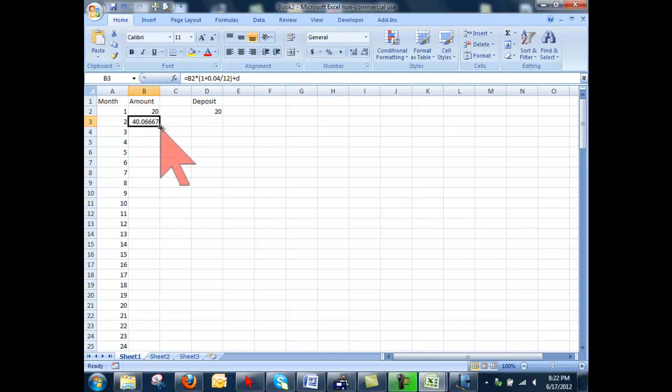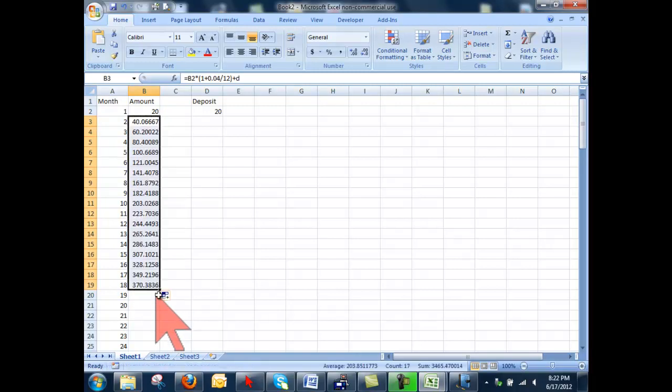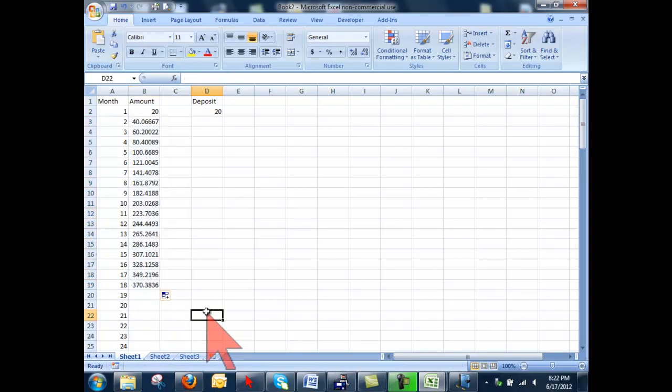Alright, for part 1 I want to know how much I have in the account after 18 months, so I'll drag this formula down to month 18. And so the amount there is $370.38. The answer to part 1.